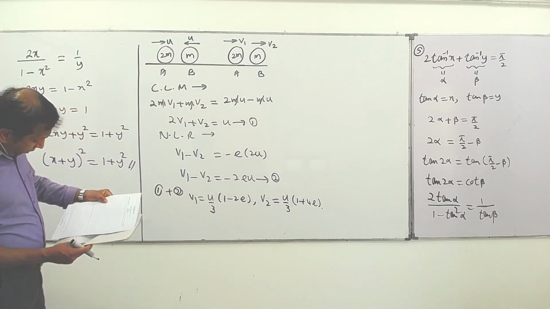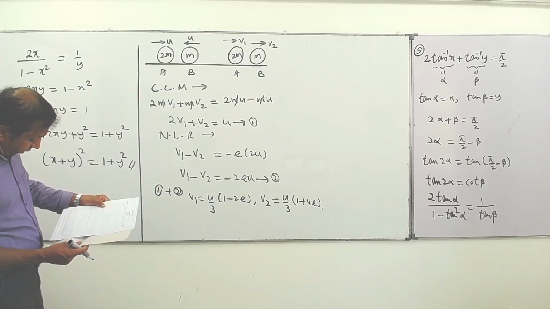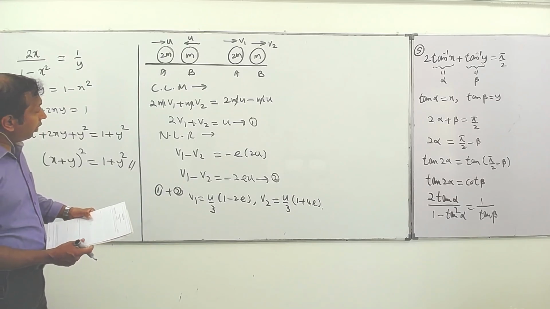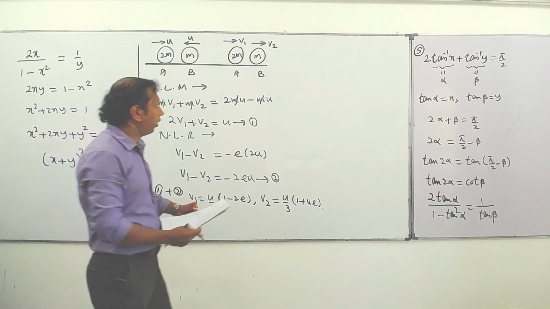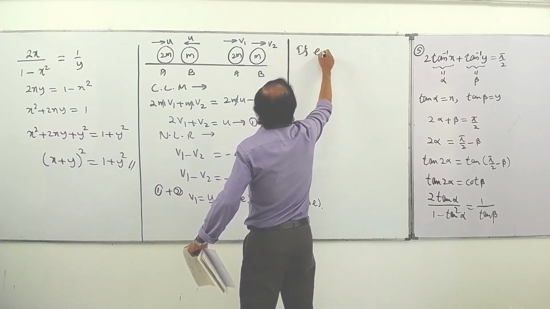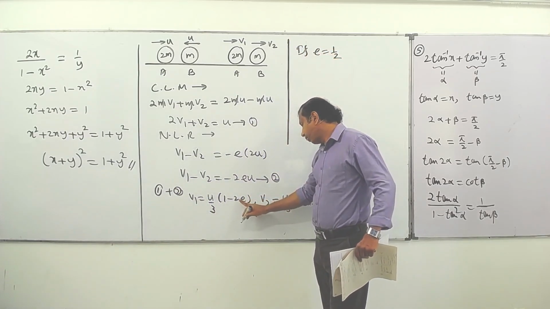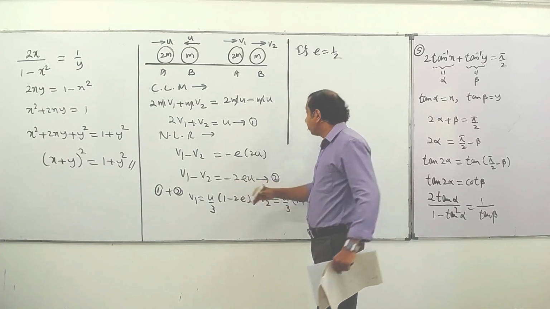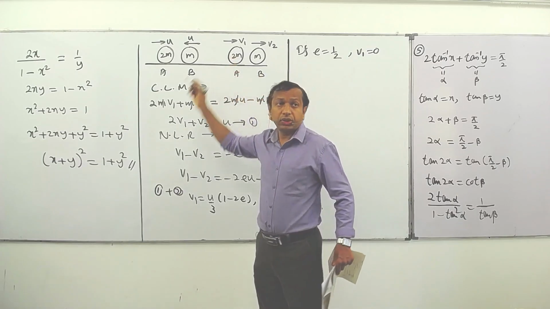Now next one is asking what? Show that if e equals half, the sphere A comes to rest and the loss of kinetic energy of the collision is mu squared. After impact, A has the velocity V1, and V1 is given by this. If e is half, what can you say? If e equals half, put half here: 2 into half is 1, 1 minus 1 is 0, so V1 is 0. Then A comes to rest after impact.